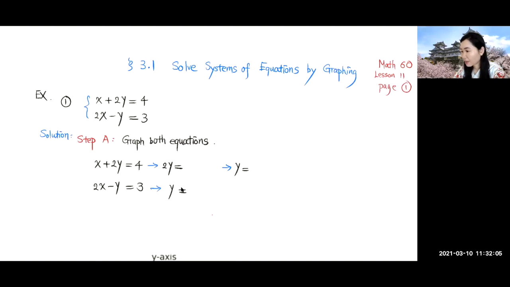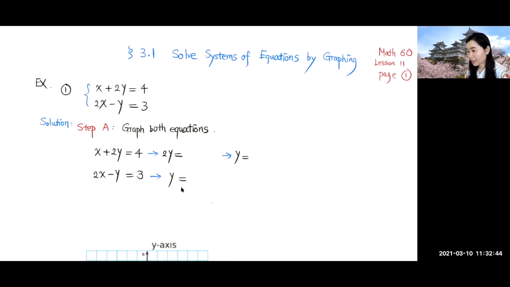We're going to talk about 3.1, which is solving a system of equations by graphing. We're going to graph the equations and find the solution from the graph. The first example over here is a system of two equations. Both of them are linear. How do we find the solution?